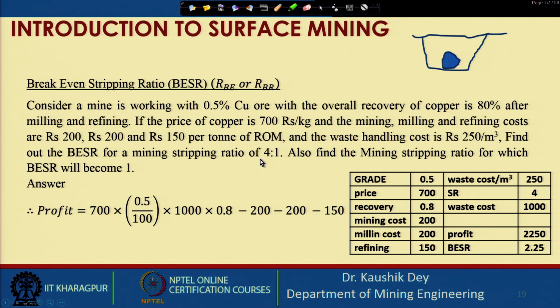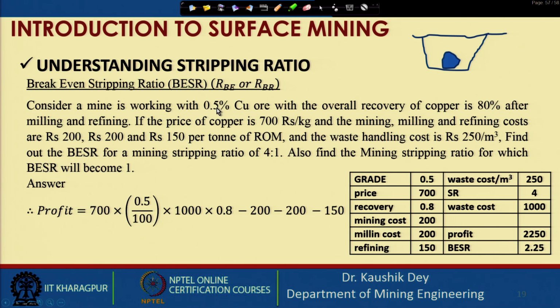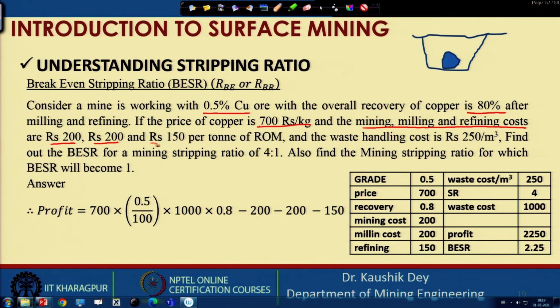So, now let us consider one problem in this. Say, consider a mine working with 0.5% copper ore with overall recovery of copper of 80% after milling and refining. If the price of the copper is 700 rupees per kg and the mining, milling and refining costs are rupees 200, and rupees 150 per ton of ROM.